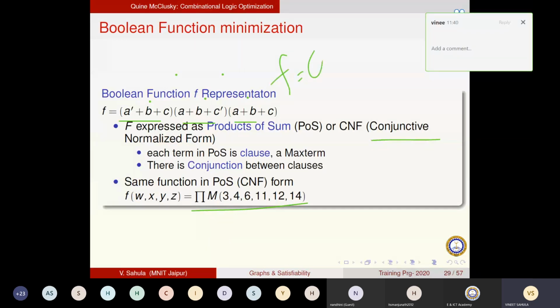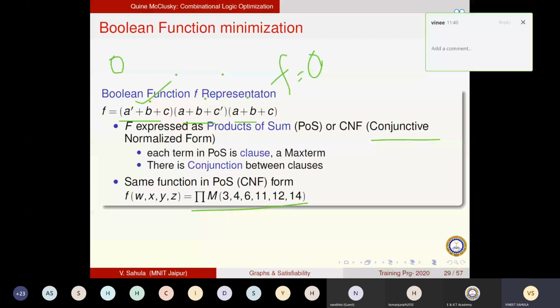Whenever f is 0, I have to identify how f can be made 0. If any one of the terms is 0, how can that term be 0? When a prime is 0, b is 0, c is 0. So how can a prime be 0? When a is 1. So if a is 1, b is 0, c is 0, this term will become 0.